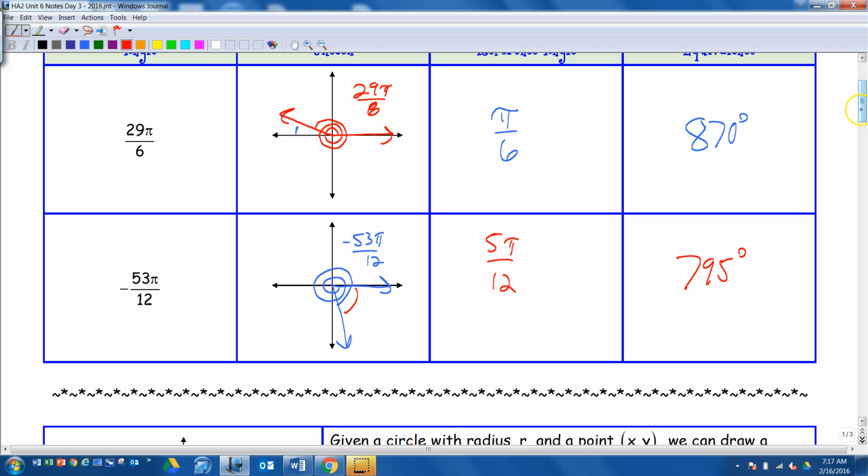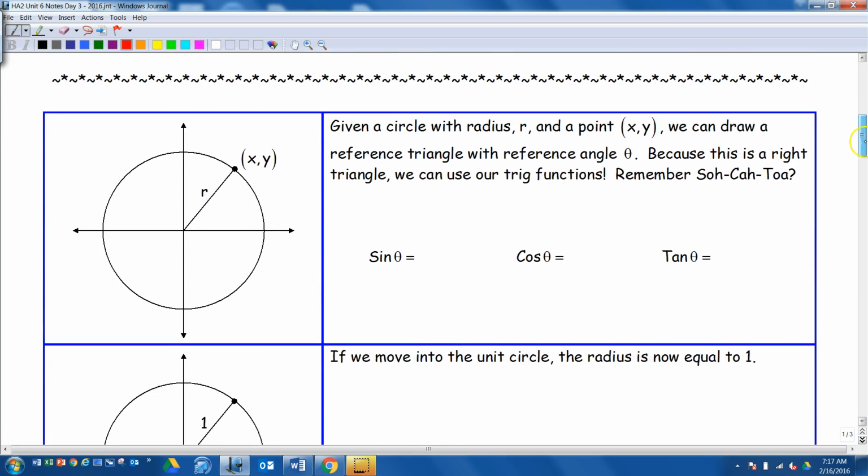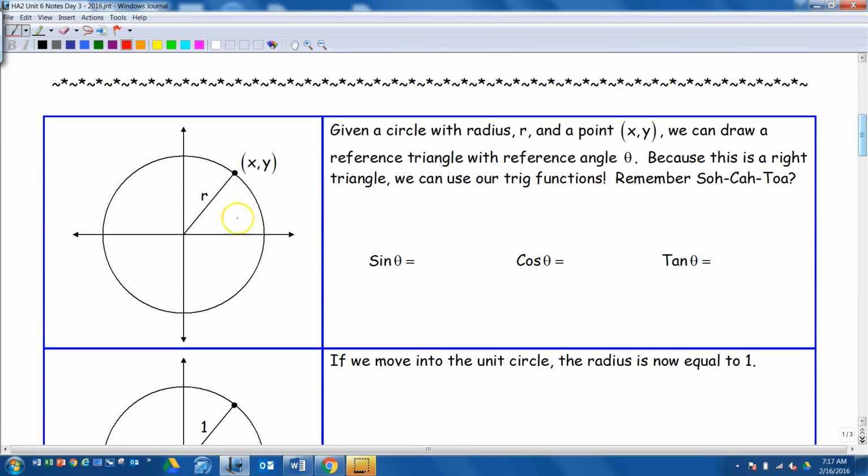Okay, so that's review. Now we're going to do some SOHCAHTOA. Alright, given a radius r and point xy, we can draw a reference triangle. So there's x, there's y. Sine is opposite over hypotenuse, which would be y over r here. Cosine would be adjacent to this angle. This is our reference angle, theta. Cosine is x over r. And tangent is y over x, opposite over adjacent. Okay?